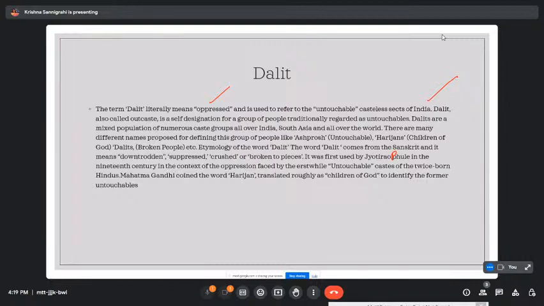So Mahatma Gandhi coined the word Harijan, and then it got translated as children of God to identify the former untouchables. So this was the term used by Gandhiji, and there are different references to it, and it has added on to the identity of being a Dalit or downtrodden, which literally means broken to pieces or crushed or suppressed.